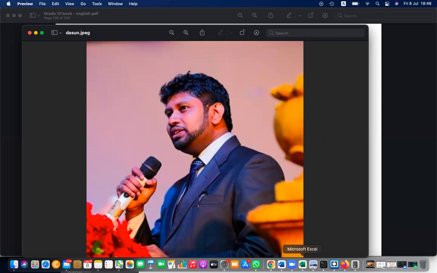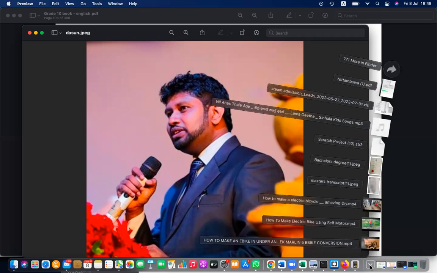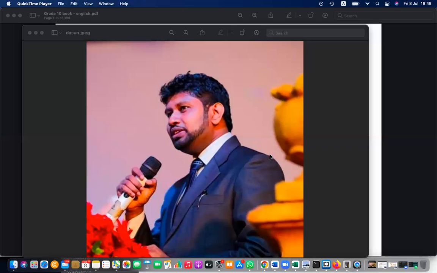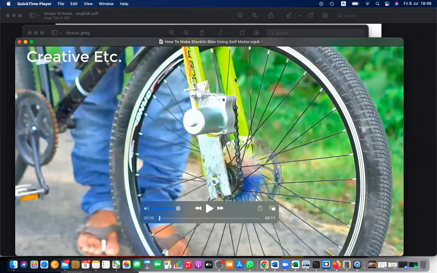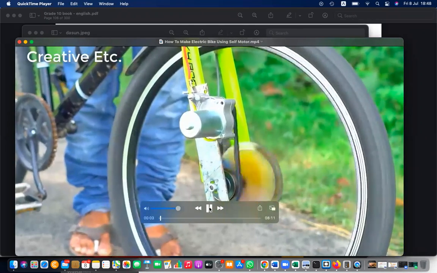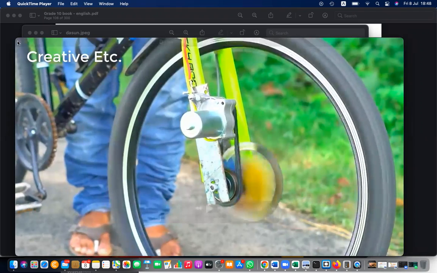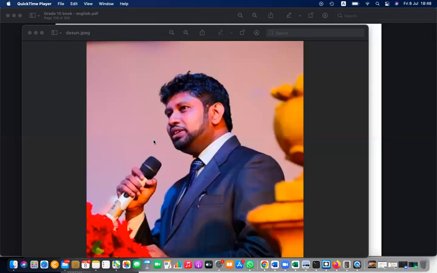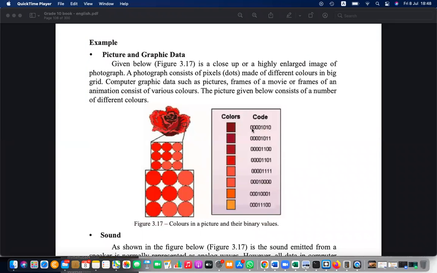If you stop a video somewhere, it is a picture. So this is a video. Let me stop there. You can see this is a picture. Play, stop again. This is another picture. Play, stop again. This is another picture. Likewise, it is a series of pictures. But if you zoom the picture, it is dots, colors. So the element is this color code. This is how a picture is represented.